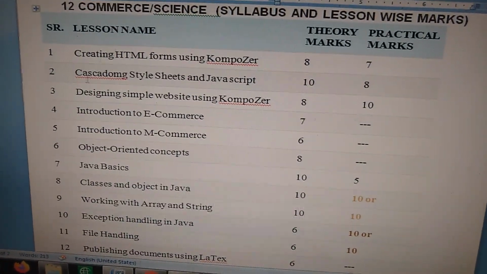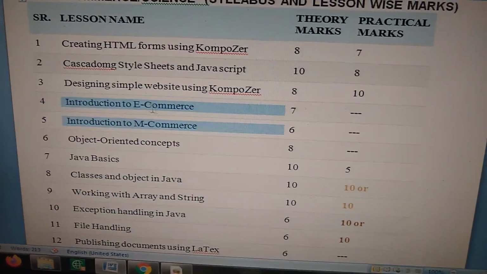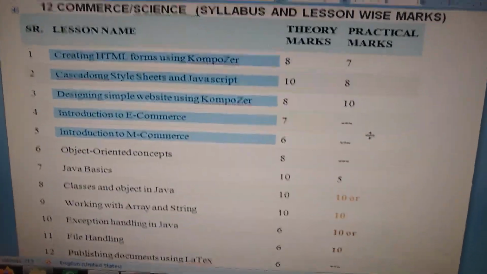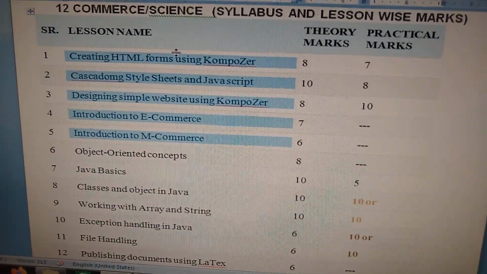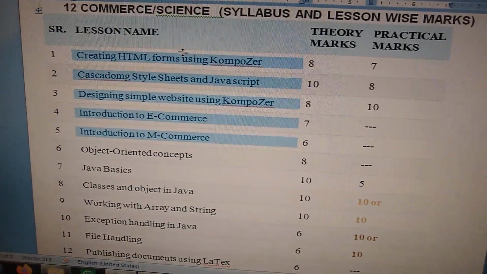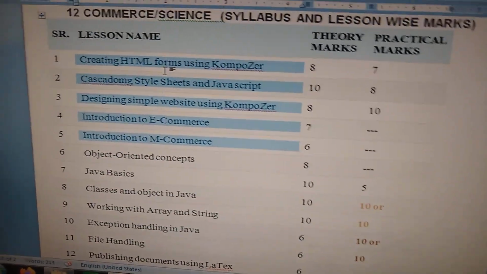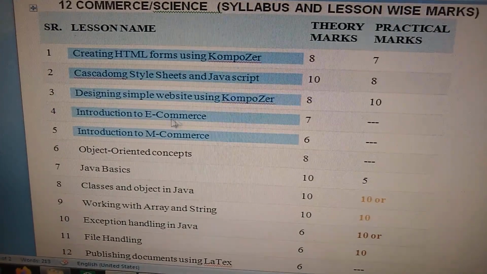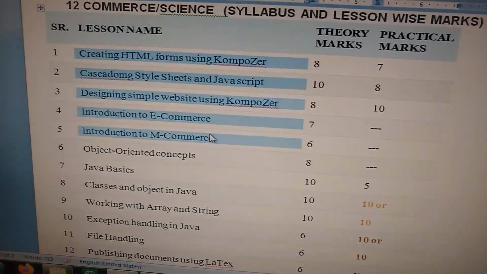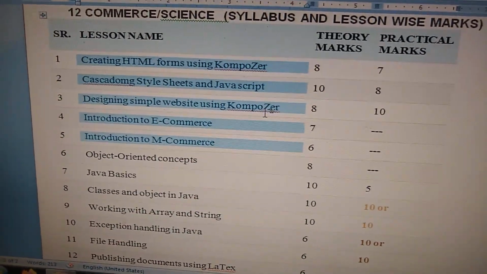Chapters 1, 2, 3, 4, 5 are related to internet related technology, where we have to create HTML forms, like the forms you use to fill up to create an Instagram or Facebook account. That form we have to create, then we have to validate that form, then we have to prepare a simple website, then we have an introduction to e-commerce and m-commerce. This is internet related technology.